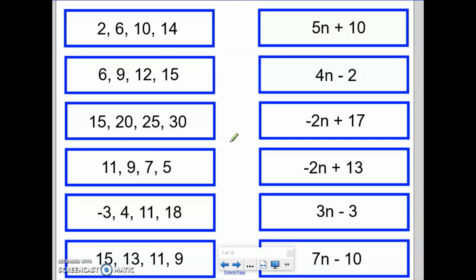However, one of the sequences and one of the formulas do not match up. That will be our odd one out. So could you pause the video at this point and match up your linear sequences to the nth term formula?